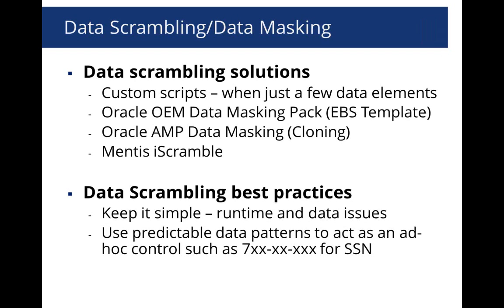For data scrambling, there's a couple of best practices to look at. One is keep it simple. When you're doing scrambling, if you've got a large amount of data, it's not uncommon to get up into 8, 9, 10, 12-hour run times for your data scrambling. If you've got a couple million credit card numbers, 400,000 or 500,000 employee records, the scrambling can take hours and hours and hours.